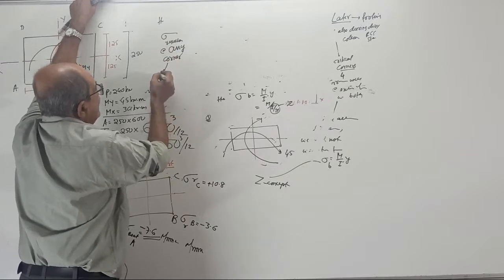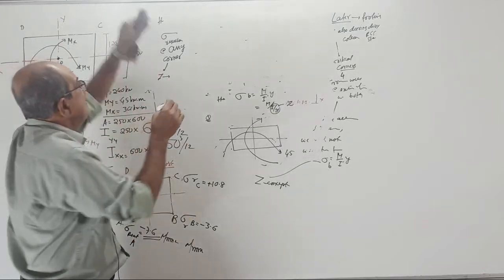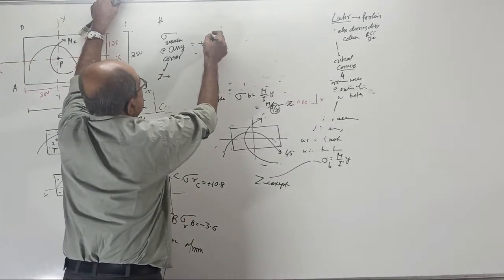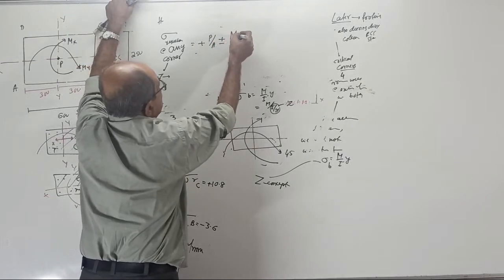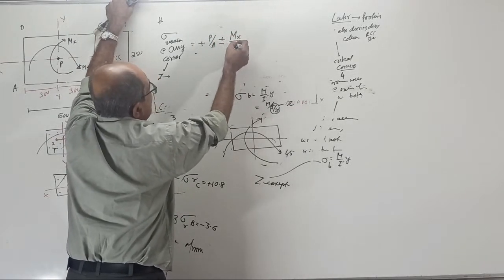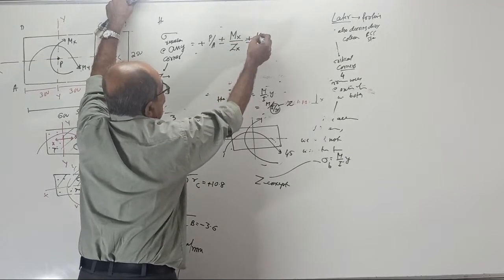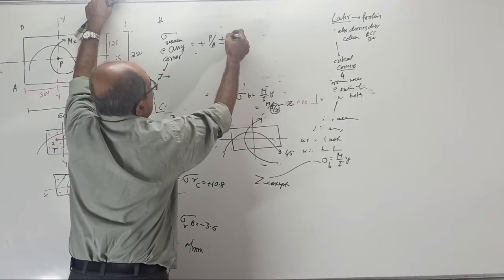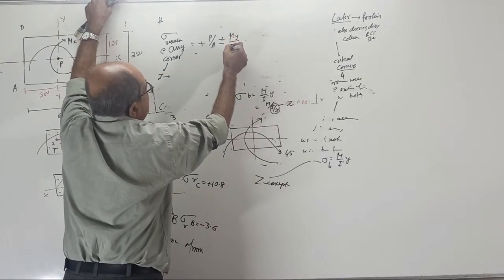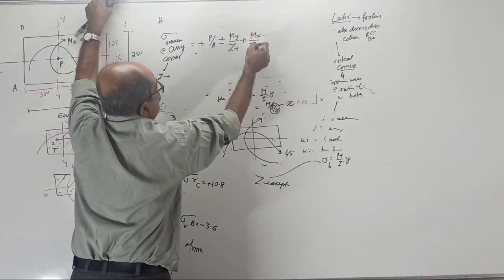Make a note here: Z concept valid only for corner. Sigma resultant equals plus P by A plus or minus M about y divided by Z about y, plus or minus M about x divided by Z about x.